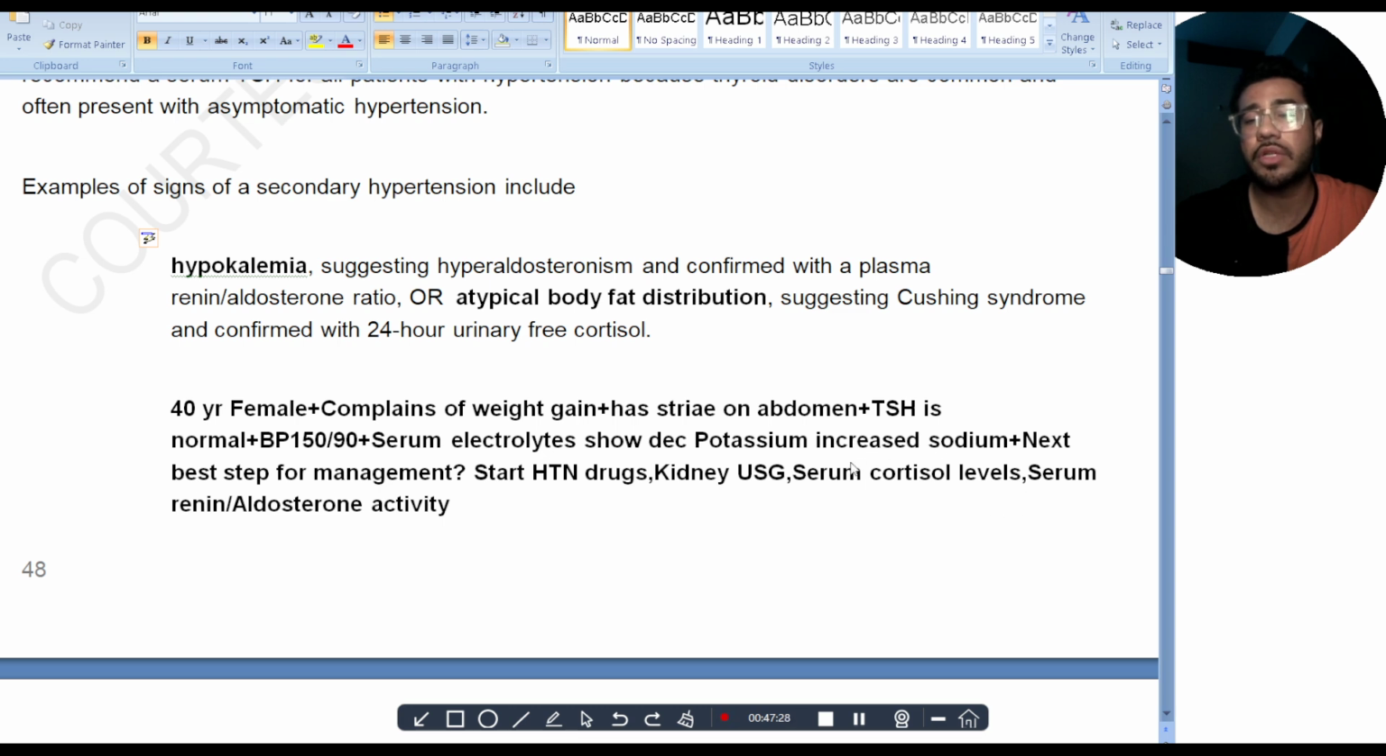We are going to order the serum cortisol levels because the weight gain and the striae on the abdomen do not justify increase in aldosterone levels. The weight gain can justify increased aldosterone levels, but the striae on the abdomen do not. Why can weight gain be justified by increased aldosterone levels? Because of increased water retention, but the striae on the abdomen point towards hypercortisolism. Serum renin to aldosterone activity? No. So we do assume here that it's most probably Cushing syndrome. So we order serum cortisol levels, not starting antihypertensive drugs, because if we correct this issue, the blood pressure is going to normalize itself.